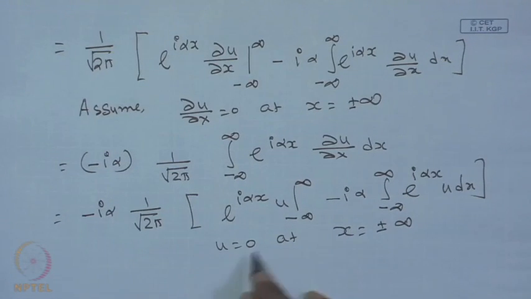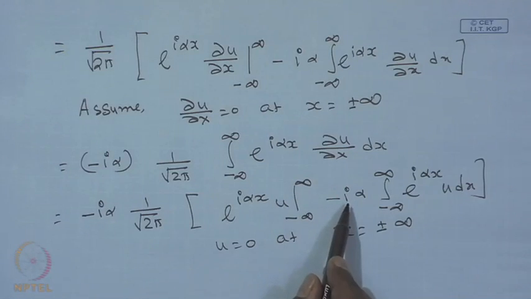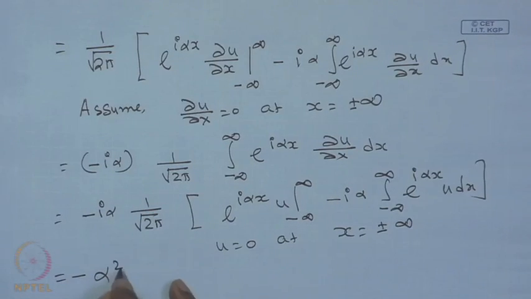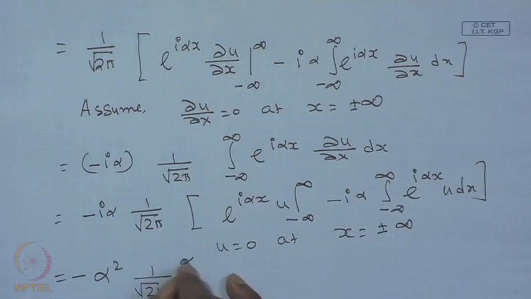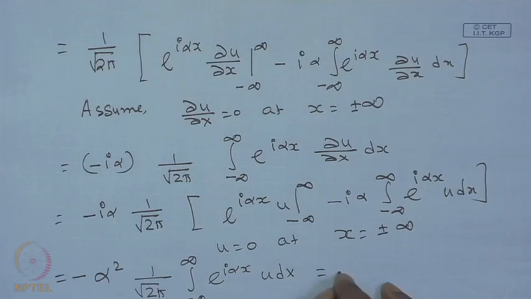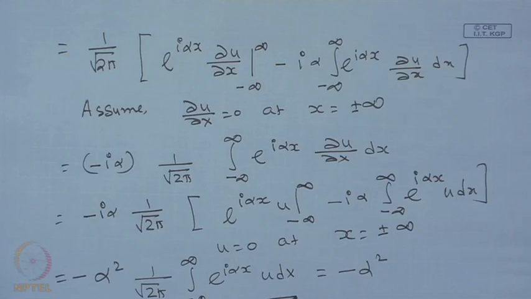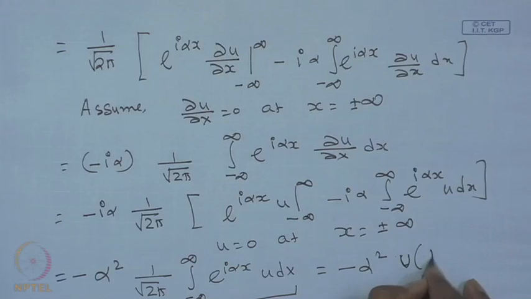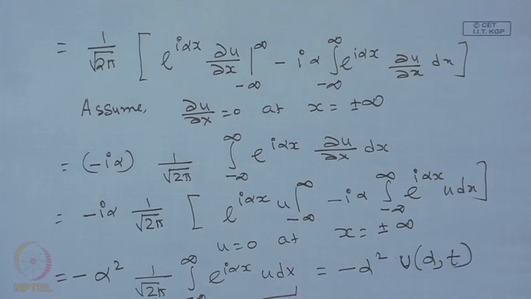That is what we have already assumed in the earlier problem as well. So, under this assumption this term will vanish. So, we will be having minus minus plus I alpha square. So, this becomes minus alpha square 1 over root 2 pi, integral from minus infinity to plus infinity of e to the power I alpha x u dx, and this becomes minus alpha square. This whole term becomes a Fourier transform of u. So, this becomes capital U in the alpha and t domain. So, that gives the Fourier transform of del square u del x square.